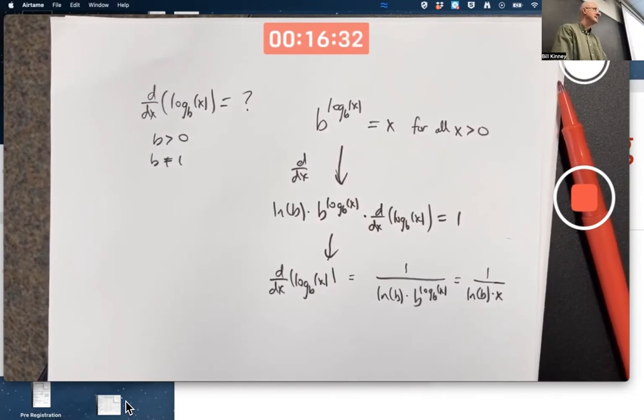I want you to be able to do these kinds of derivations on the test. We've practiced this quite a number of times now. Okay, it's the same kind of thing happening over and over again in different contexts.